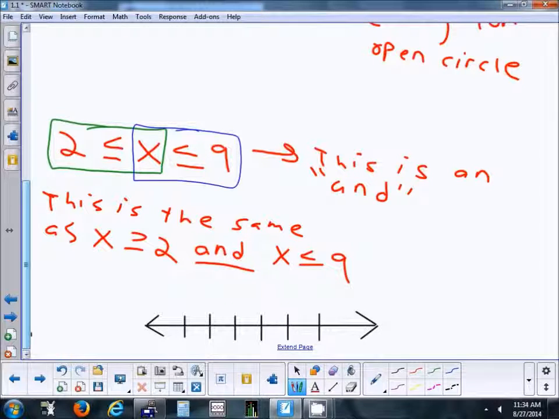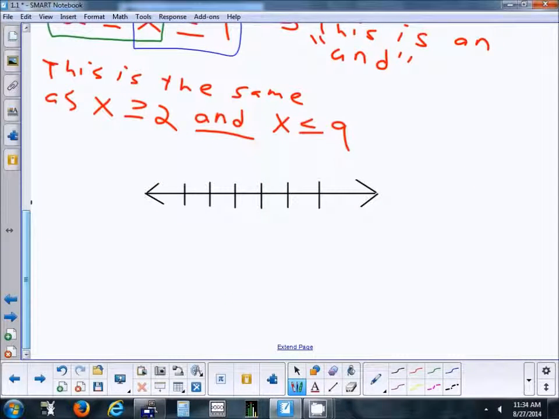2. Okay, Cole, where am I going to put one of my closed circles? On 2. So I should number this. I just decided to go by 2s. So we'll put a closed circle on 2. Brielle, where's my next closed circle? On 9.